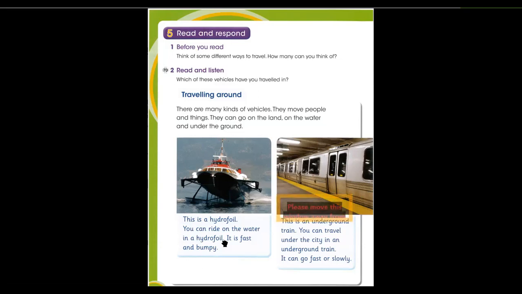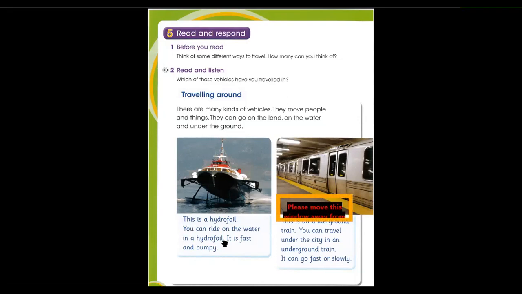Okay, next one. This is an underground train. Means it moves underground, not on the land, underground the land. You can travel under the city in an underground train. Means you can go to places within the city using the underground train. It can go fast or slow.